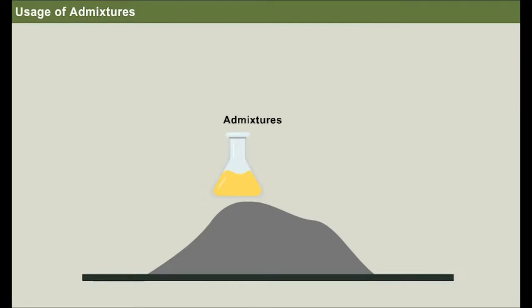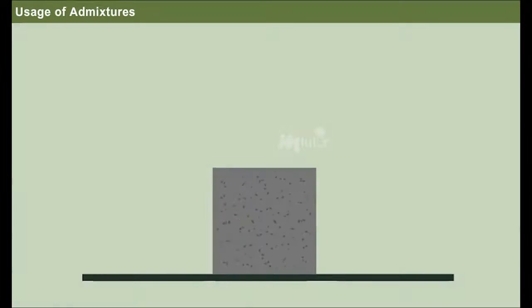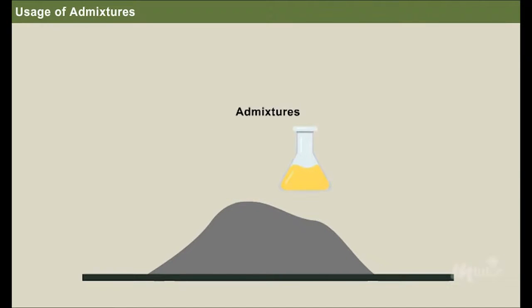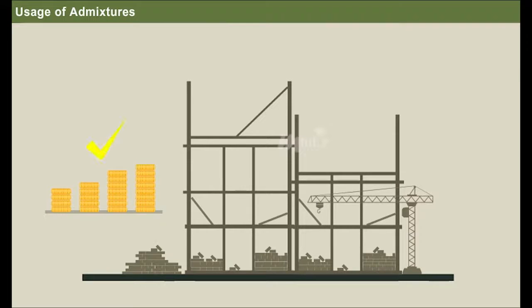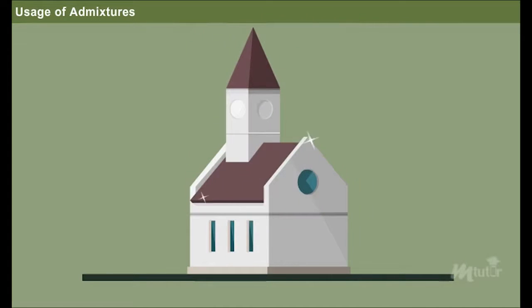Finally, let us list the usage of admixtures in concrete. Usage of admixtures improves the workability of concrete during mixing, placing, and finishing process. It is possible to enhance the properties of concrete by adding an optimum amount of admixtures to the concrete. Addition of admixtures to concrete helps in faster constructions, and it is also economical. And it is best suited for repair and rehabilitation works.